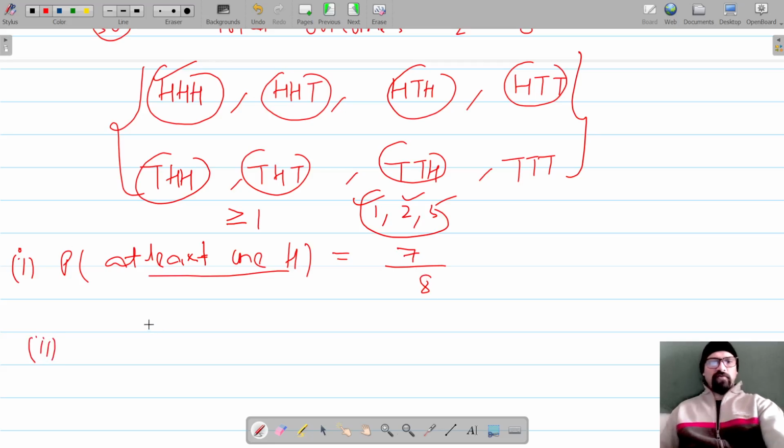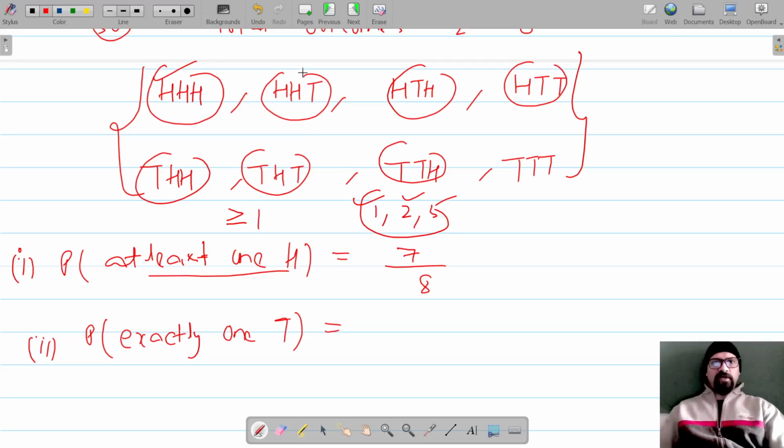Okay, for the second one, probability of exactly one tail. Exactly one tail is here, here, and here. So these are 3, and this is 3 by 8. So probability of exactly one tail is 3 by 8.